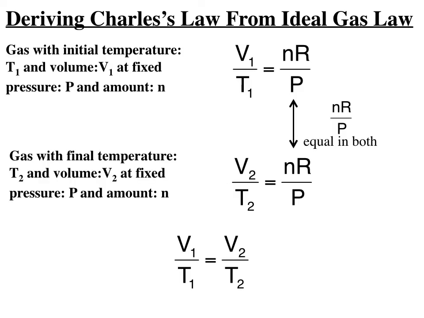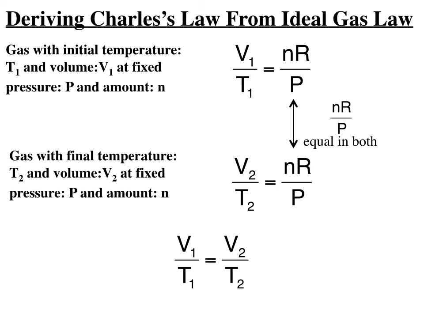As we did with Boyle's law, we should be able to derive Charles's law from the ideal gas formula, PV equals nRT. Let's design two experiments as we did before. In the initial experiment, I'll measure the volume and temperature of the gas, V1 and T1, at some fixed amount of gas, n, and some fixed pressure, P. So if I solve the ideal gas formula, I know V1 over T1 equals nR over P.